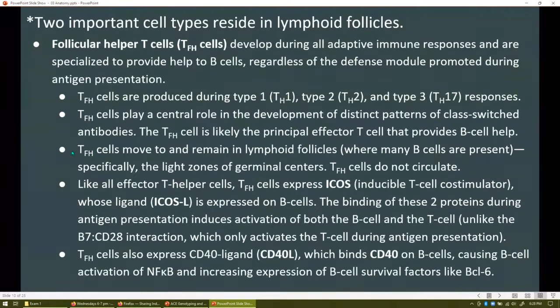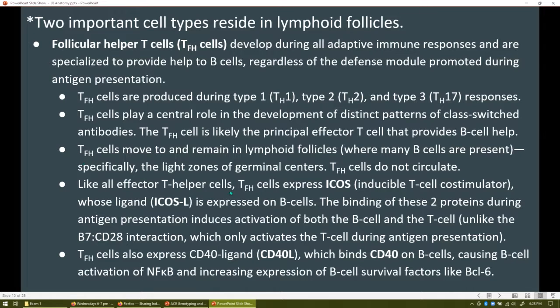When you make a TFH cell, once a T cell specializes and differentiates into a TFH cell, it moves to lymphoid follicles where it remains. And lymphoid follicles, remember, that's the B cell area. Specifically, it traffics to light zones of germinal centers, and they do not circulate. They are just going to remain there for as long as they're alive.